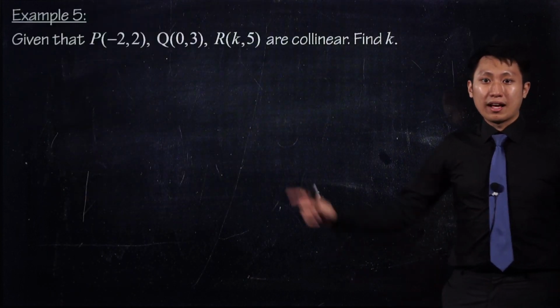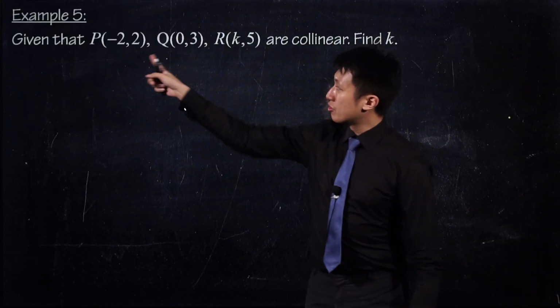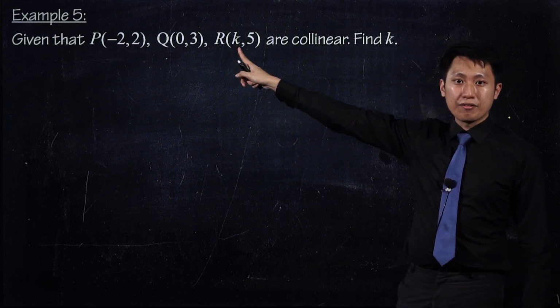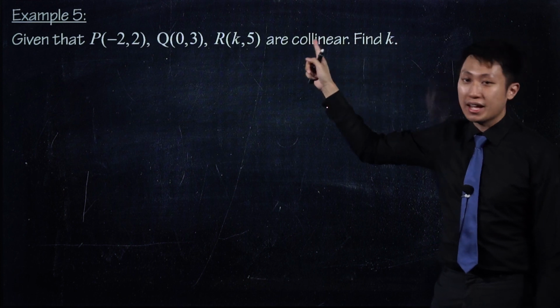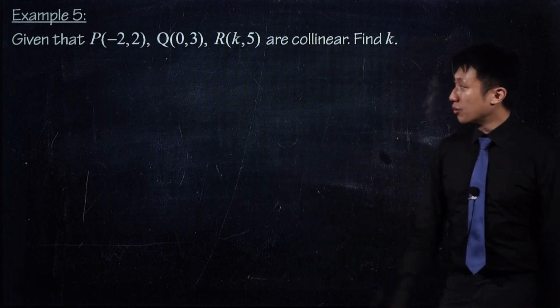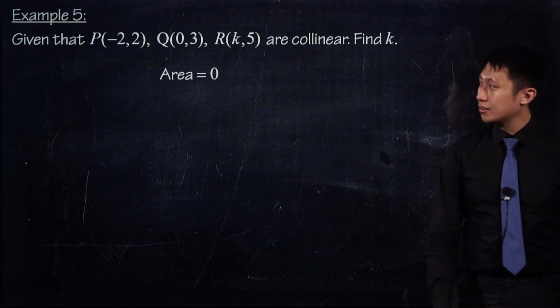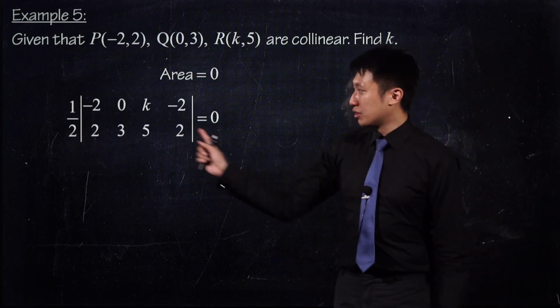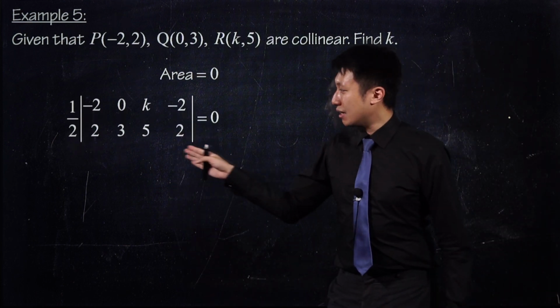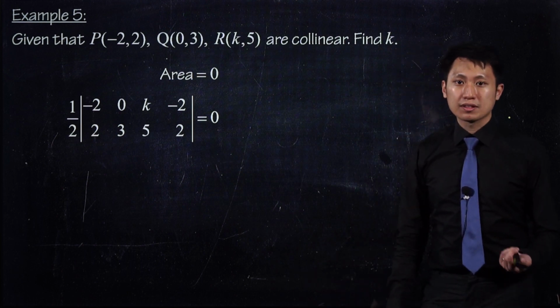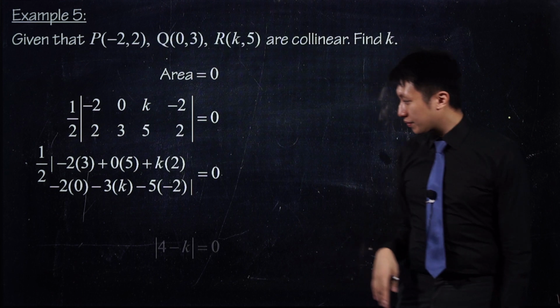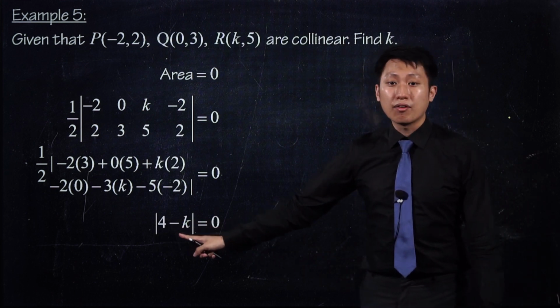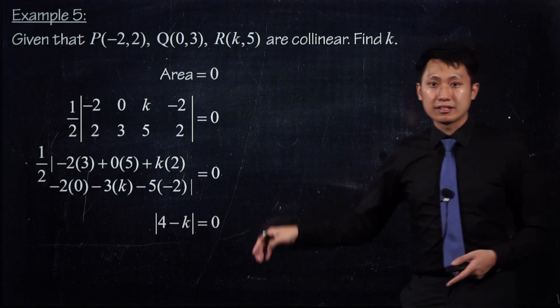Okay, so that's what I was talking about. You have 3 points with coefficient here, variable here. So you want to find K given that they are collinear. So what do we do? Area equals 0. We use the formula equals 0. Then we will get some equation that involves K. Then we have this one. We solve for it, and we get this one: modulus of 4 minus K is equal to 0.